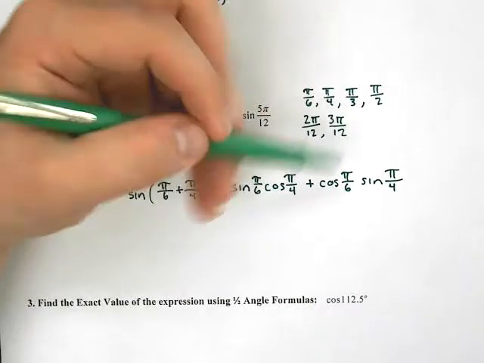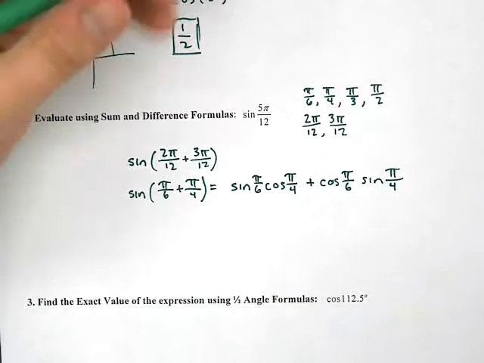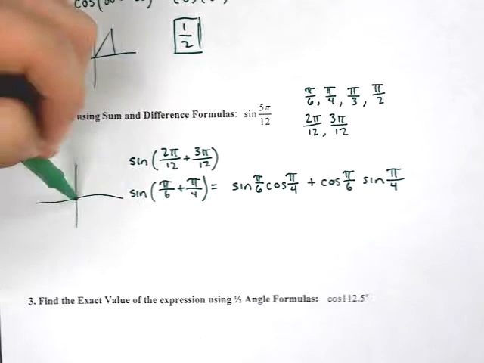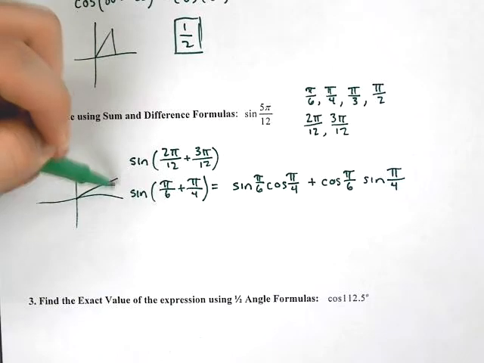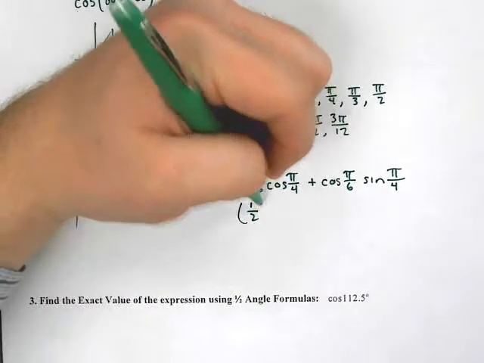Sine, cosine, cosine, sine. And remember, the sign stays. So now I need the sine of pi over 6. Well, pi over 6, if you need to make a little sketch, that's fine. Pi over 6 is right here. Oh, so the sine is just 1/2, right? I'm going up less than I'm going out. So I know that this is a 1/2.